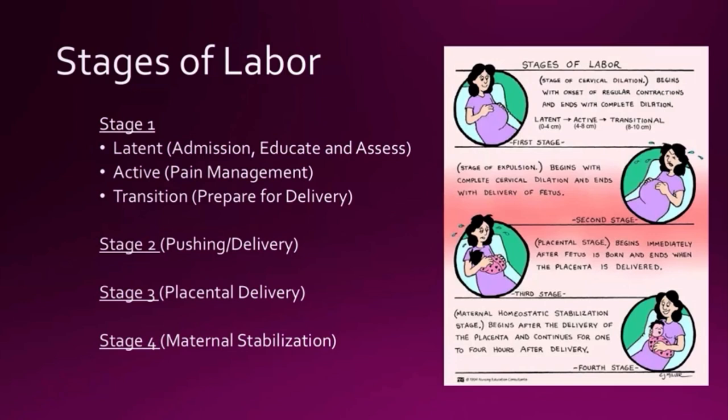Stage 2 is going to start when they are completely dilated and end with the delivery of the baby. So essentially it is the pushing phase. Stage 3 is the placental delivery. It is going to start with the delivery of the baby and end with the delivery of the placenta. And then stage 4 is what we consider recovery, and that's where maternal stabilization happens and they become more hemodynamically stable, or at least that's the hope anyway. That's what should happen. Okay, so those are your stages of labor. I can guarantee you there will be test questions on stages of labor, so make sure that you commit that to memory.